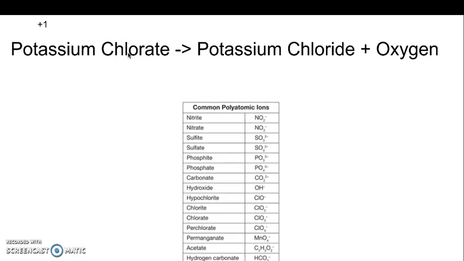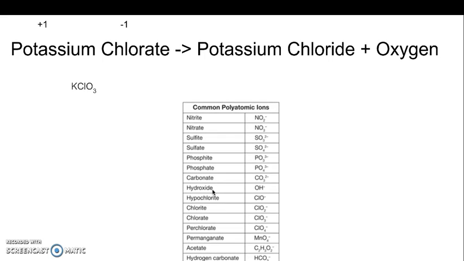Remember these guys? This is the list of polyatomics that was given to you that you needed to know. So chlorate is right here, chlorate. It has a formula of ClO3 and a charge of -1. So let's put -1 there. We've got 1 of each, so they're balanced.